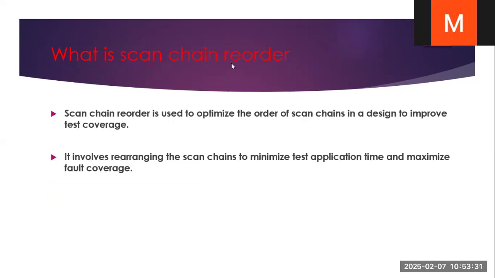What is scan chain reorder? We already discussed this in an earlier question. Scan chain reorder is used to optimize the order of the scan chains in a design to improve the test coverage. It involves rearranging the scan chains to minimize the test application time and maximize the fault coverage.